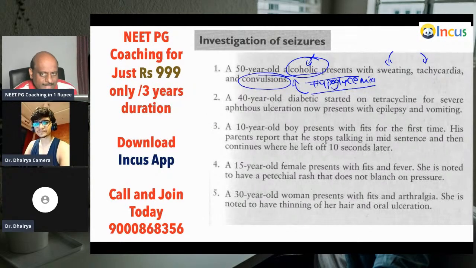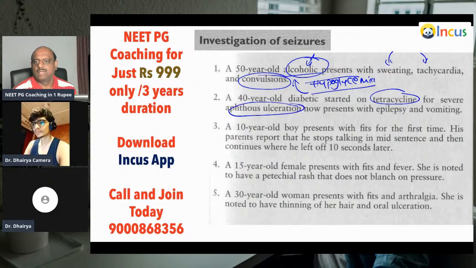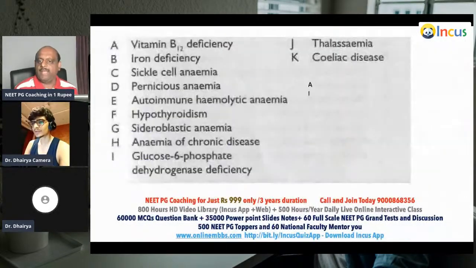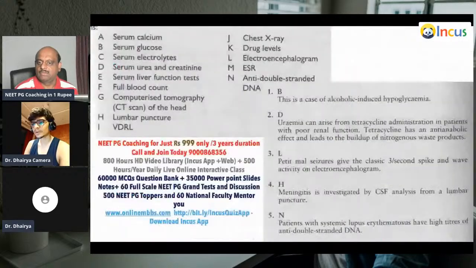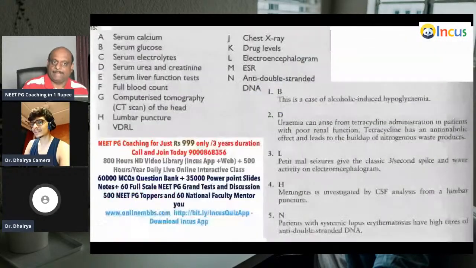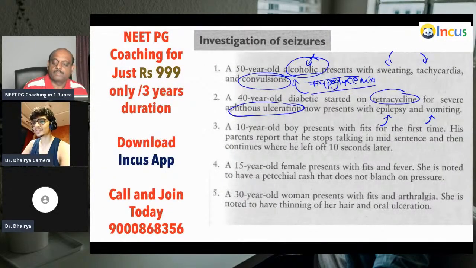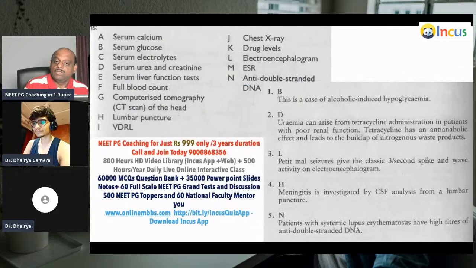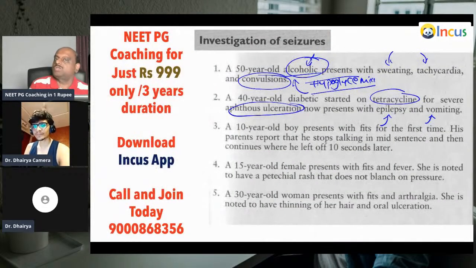Now, a 40-year-old diabetic was started on tetracycline for severe access ulcerations, now presents with epilepsy and vomiting. So, what is a possible diagnosis? Tetracycline can cause acute kidney injury. Tetracycline leads to uremia. Uremia leads to all of these features. Absolutely. Typically, tetracycline can accumulate in a patient with renal dysfunction, which is not uncommon in a patient who has been on diabetes.